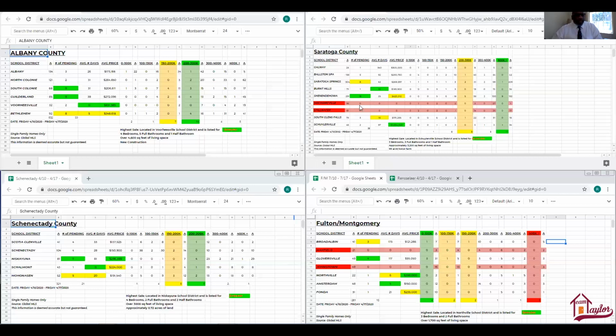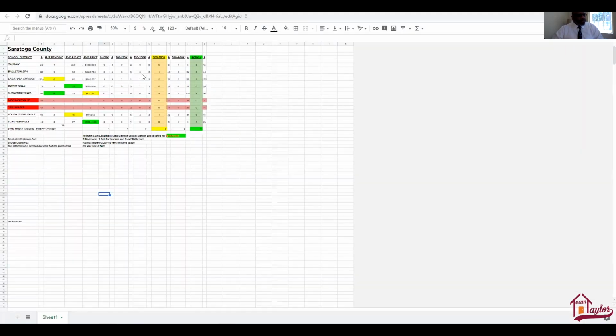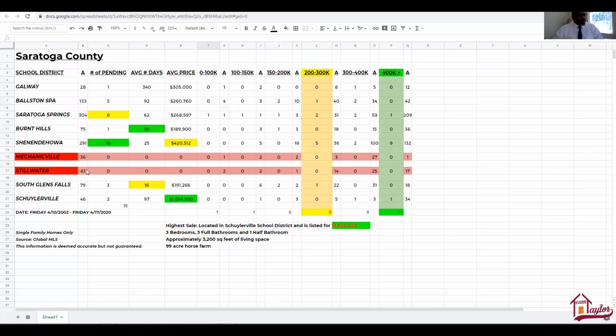So for example, Saratoga, one thing you'll notice is I don't think we saw any red last week. So now you get to see what the red is. Red means there were no sales in that particular category for the week. So for example, in Saratoga County, let's make this big right now. And so we will look at this. Saratoga County, Mechanicville and Stillwater.